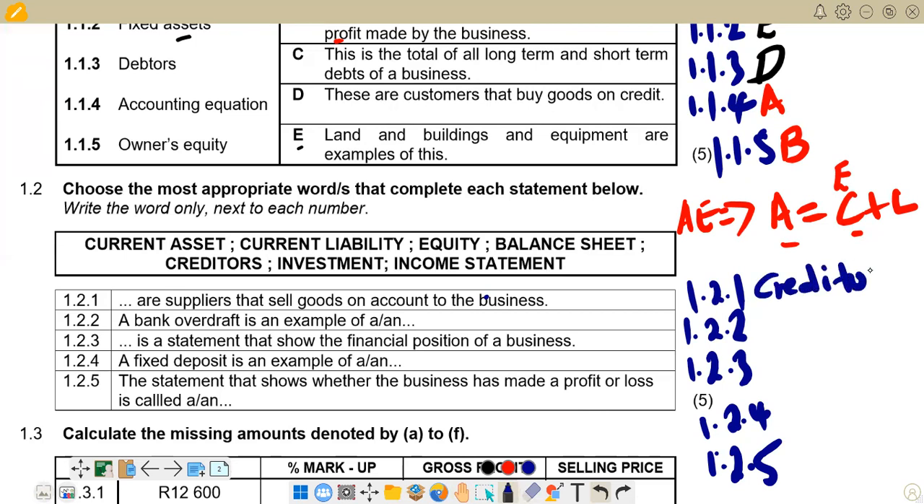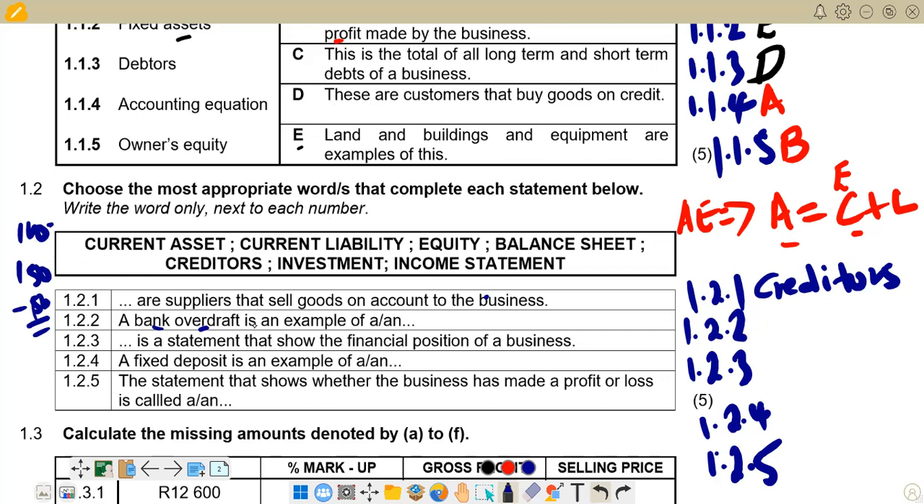Then we go to the next one. A bank overdraft is an example of a, basically, maybe we can start by understanding what we mean by bank overdraft. Bank overdraft is a situation whereby the business withdraws money from its bank account, which is more than the balance that is in the account. We can give an example. Maybe the business has got 100 rands in the account, and the business goes on and withdraws 150. It means they've withdrawn money which is above the balance that's there. So there's a deficit there of minus 50.